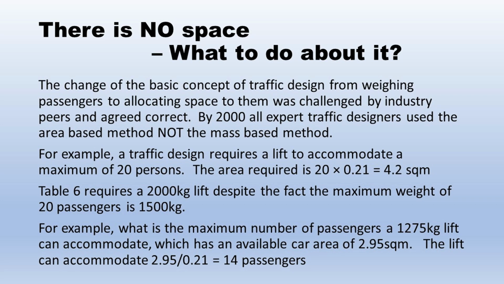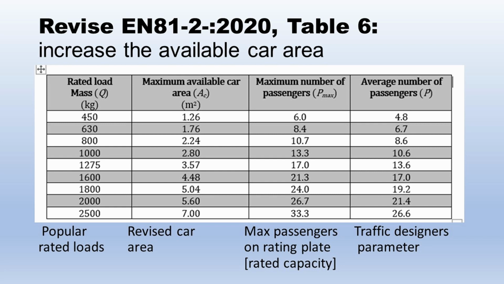Table 6 requires a 2,000 kilogram lift, despite the fact that the maximum weight of 20 passengers is only 1,500 kg. For example, what is the maximum number of passengers a 1275 kg lift can accommodate, which has an available area of 2.95 square meters? The lift can accommodate 2.95 over 0.21, 14 passengers. What should be done?